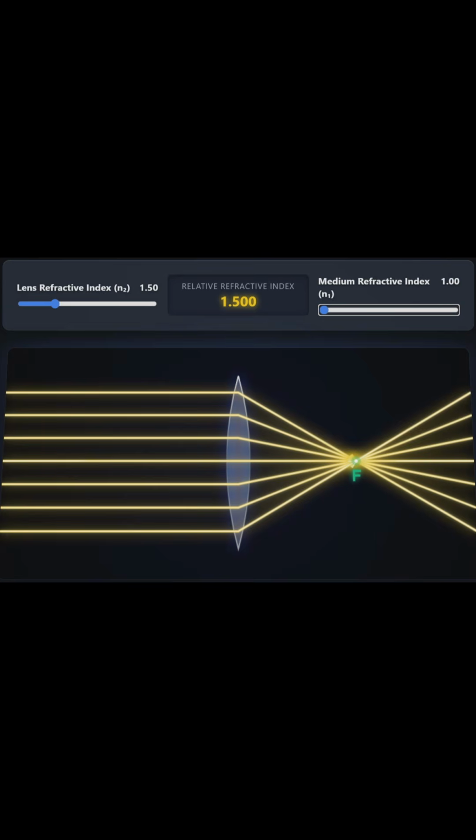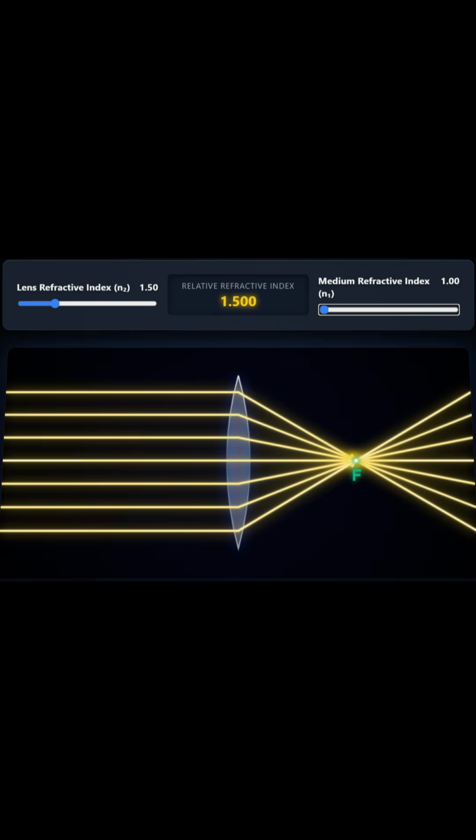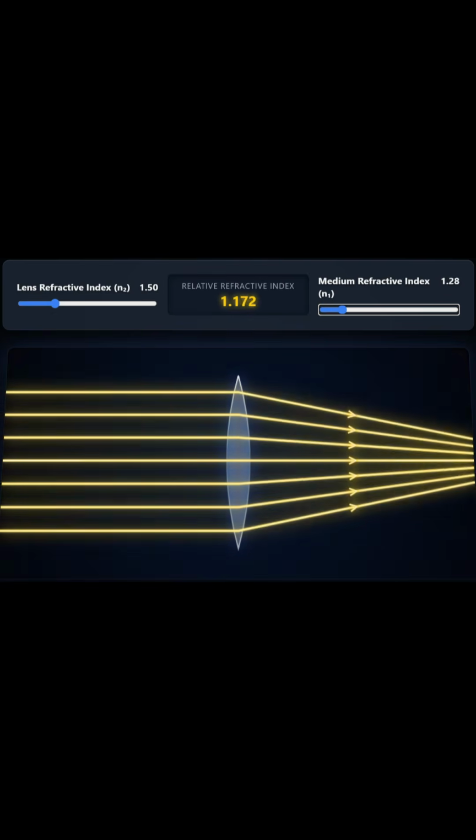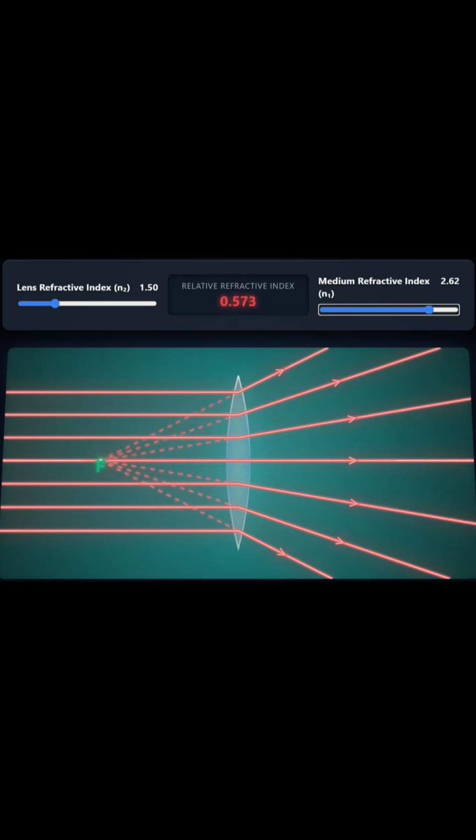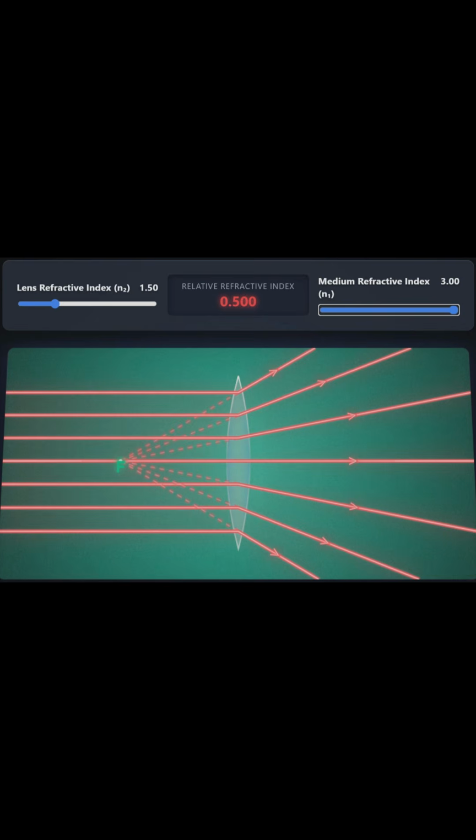But watch what happens when we increase the surrounding medium's refractive index. If the medium becomes optically denser than the lens itself, the relative index drops below 1. Surprisingly, the convex lens now acts in reverse, causing the light rays to bend outward and diverge.